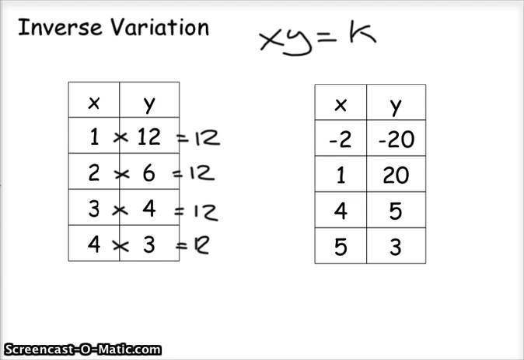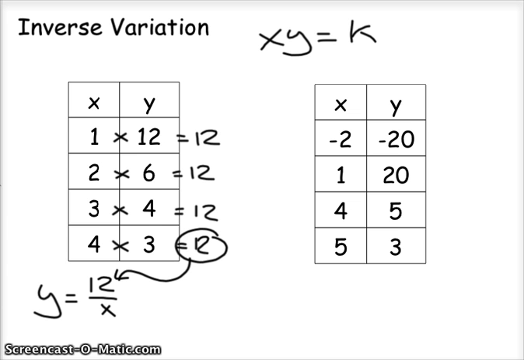We can then write our equation as either y is equal to 12 over x, again, just taking our constant term here, plugging it in. Or the alternate version, we can do xy is equal to 12.